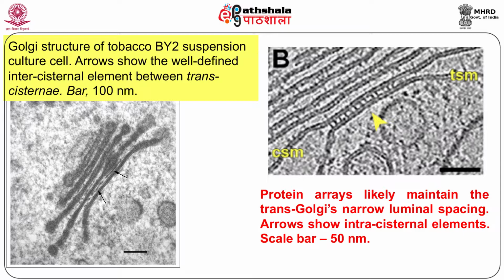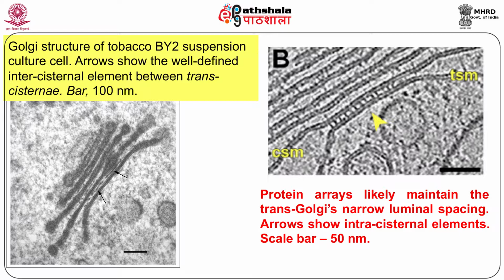Fourth part is medial cisternae. These are cisternae that are present between cis and trans cisternae. And last one is trans Golgi network located on trans face. The slide shows you structure of Golgi in tobacco suspension cultured cells.